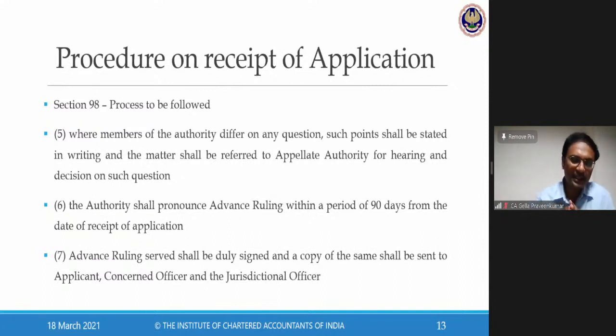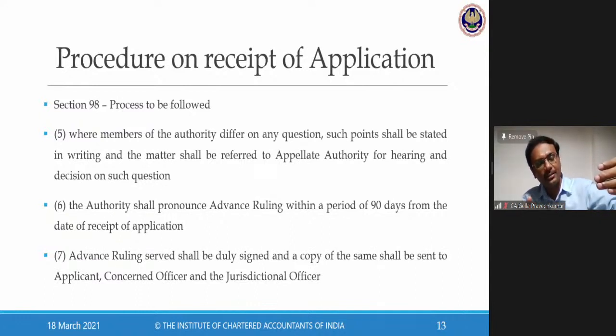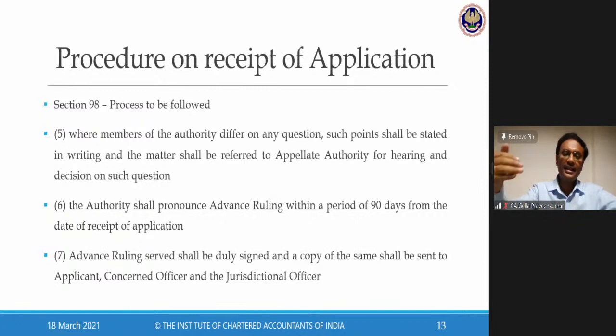I repeat, when a question has been asked, and the members have a difference of opinion on a particular question, they will record that in writing, saying that I from the center disagree with the eligibility, and this officer from the state agrees with the eligibility. Because there is no concurrence of the thought process, let this matter not be resolved at this particular forum. Let it travel to the next forum called the appellate authority for hearing this particular matter.